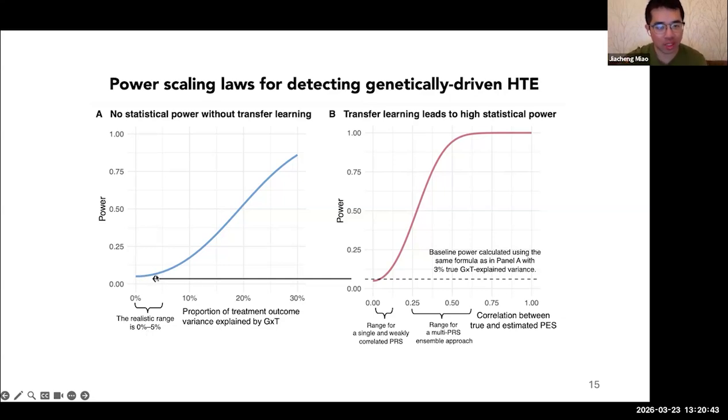But if you train the model from scratch here, you get almost no power, less than 10% power to get any meaningful results, meaning that you cannot get various small p-values to convince you that genetic variations help explain heterogeneous treatment effect. But if you use transfer learning, as you can see here, it can give you pretty good estimations. This is the typical range. We define something called transferability, the correlation between the true and estimated PES, and this is the realistic range. As you can see, we get a huge boost of power compared with training the model from scratch. This is because the PRS model is pretty good. It is trained using large-scale GWAS data, which contains hundreds of thousands of individuals, which can give you pretty good power.